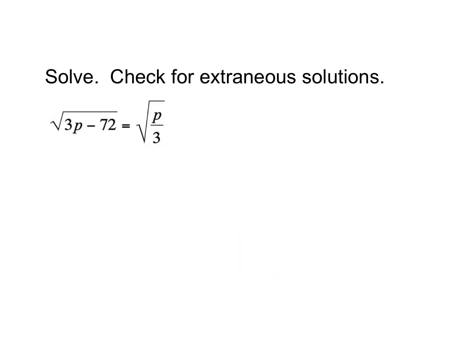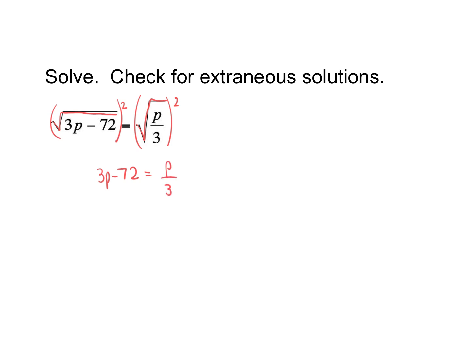All right, another type of problem. Again, the radicals have been isolated. This one is by itself. This one is by itself. So when we square both sides, what's going to happen? The radical and squared go away. So they are gone.